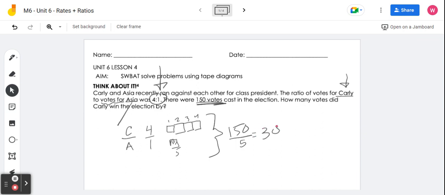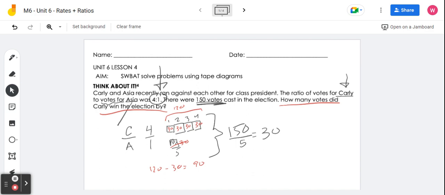That means each one of these pieces of tape is equal to 30 votes. So Asia got 30 votes, and here Carly got 30, 30, 30, 30. And our question was, how many votes did Carly win the election by? Well, if we were to take this, which is 30 times 4, which is 120, 120 minus 30 is equal to 90. So Carly won the election by 90 votes.